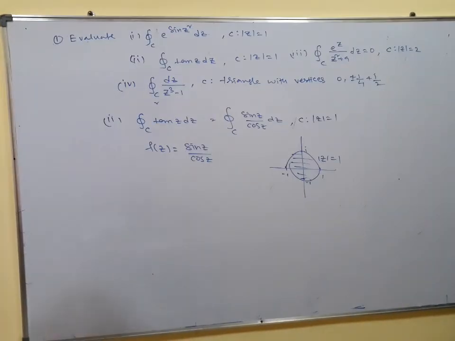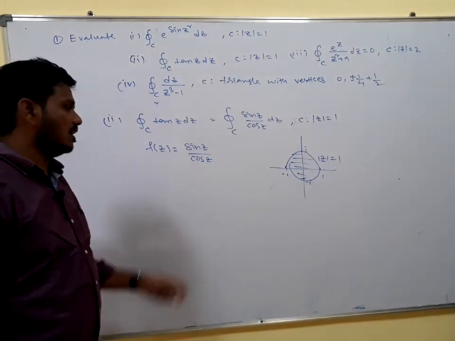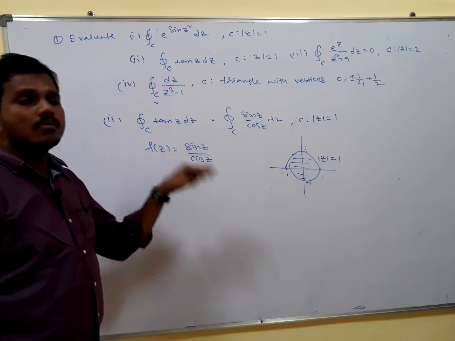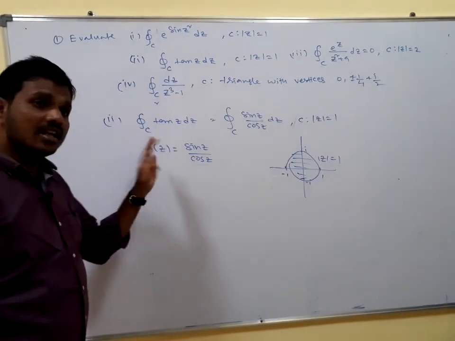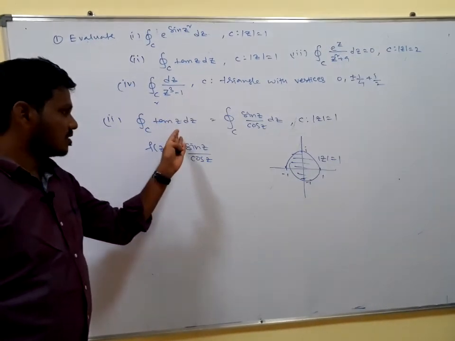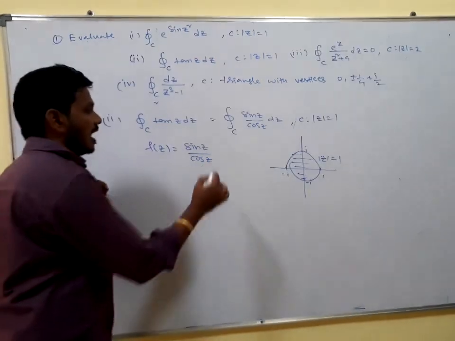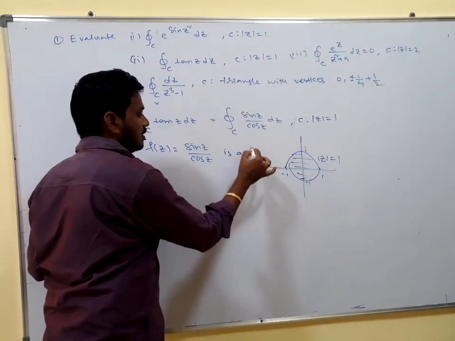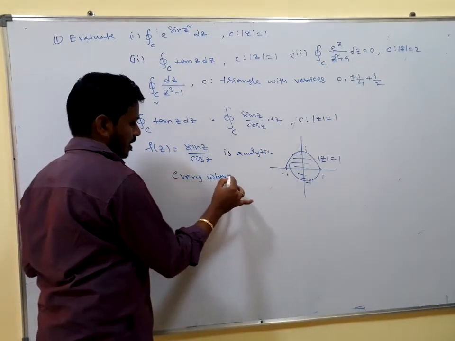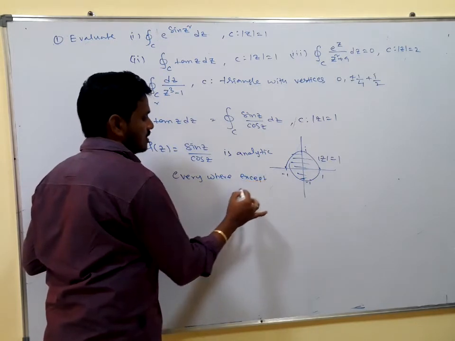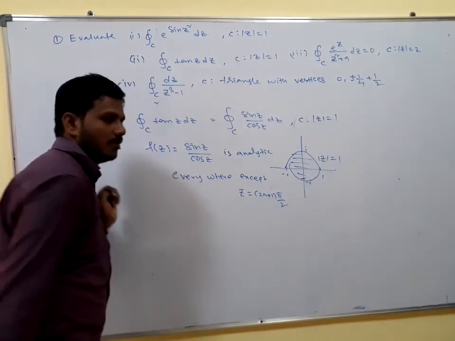Individually sin z and cos z are analytic everywhere, but when you are taking the ratio sin z by cos z, the cos z is not defined for odd multiples of pi by 2. So it is not analytic. That is f of z equals tan z. We have written the note also: f of z equals tan z is analytic everywhere except z equals 2n plus 1 into pi by 2, the odd multiples of pi by 2.